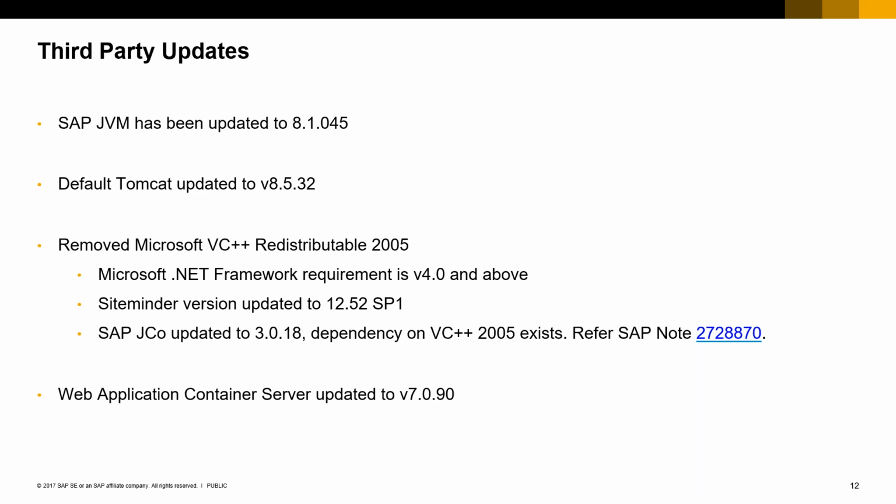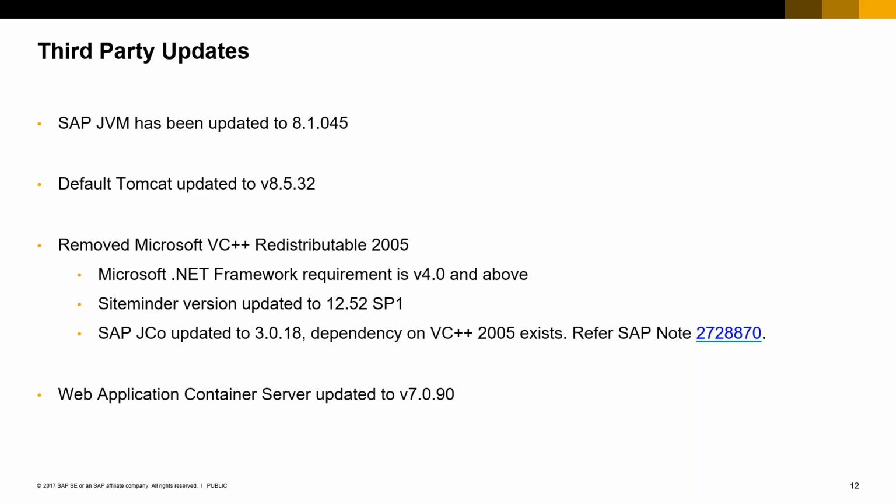The VC++ 2005 was primarily deployed for two main reasons. One was the SiteMinder version that we had. Previously, the older version had a dependency on these 2005 libraries. With the new update to SiteMinder 12.52, we don't have that dependency anymore. So that's a good thing. The only case where you have a dependency on the 2005 libraries is if you use SAP JCo. That's the only case where you would need these 2005 libraries.